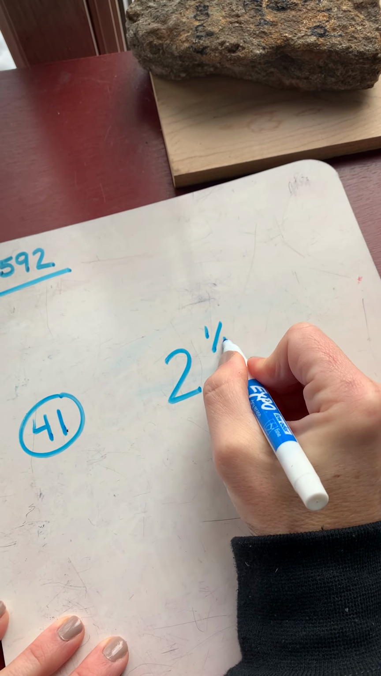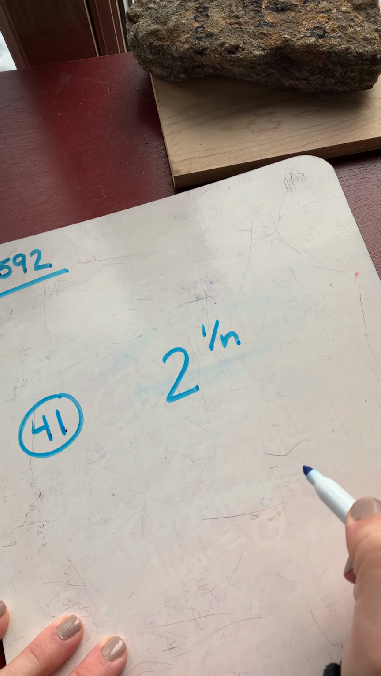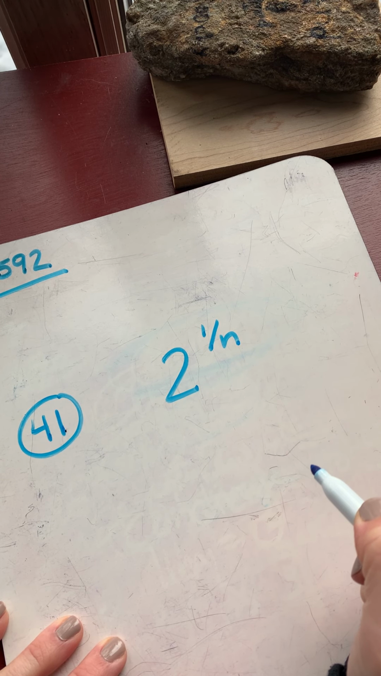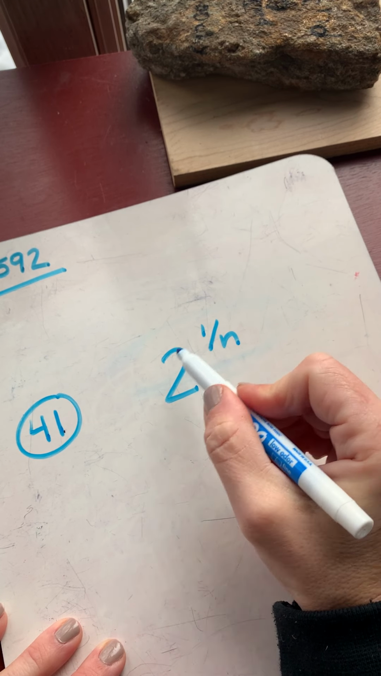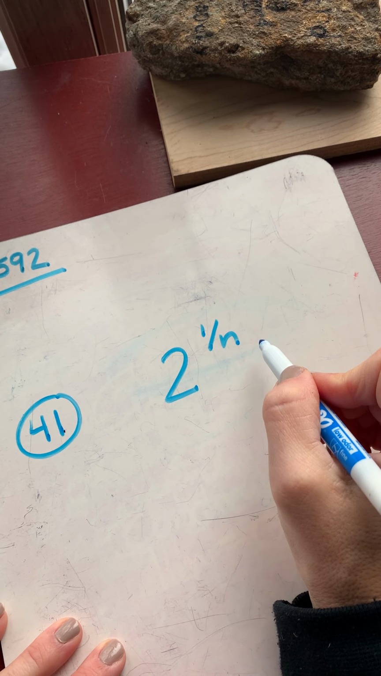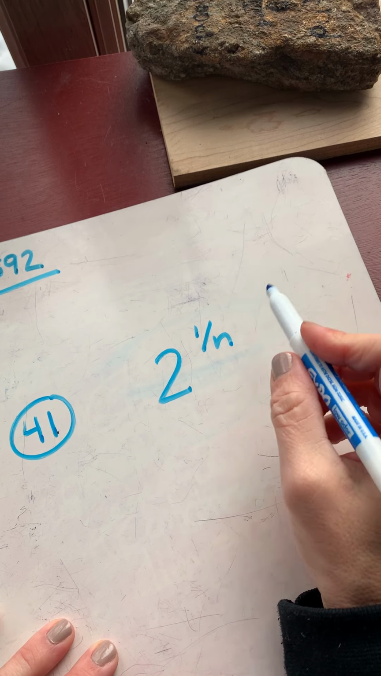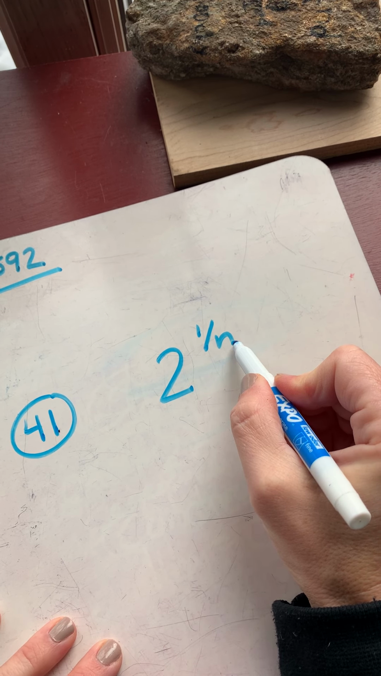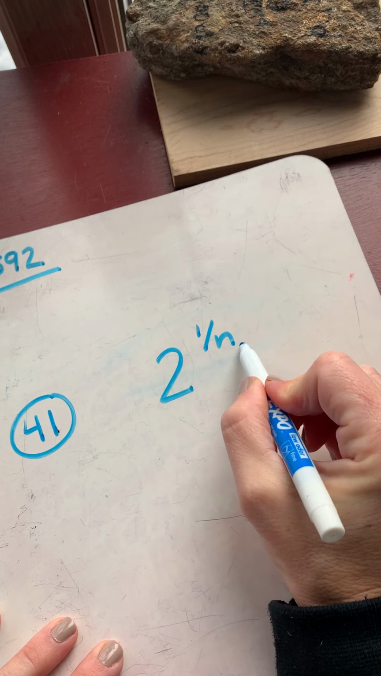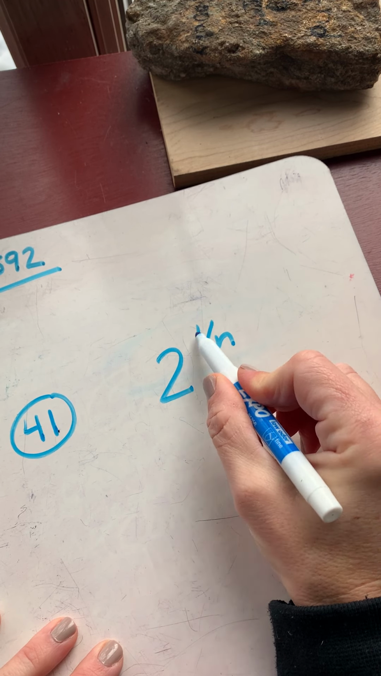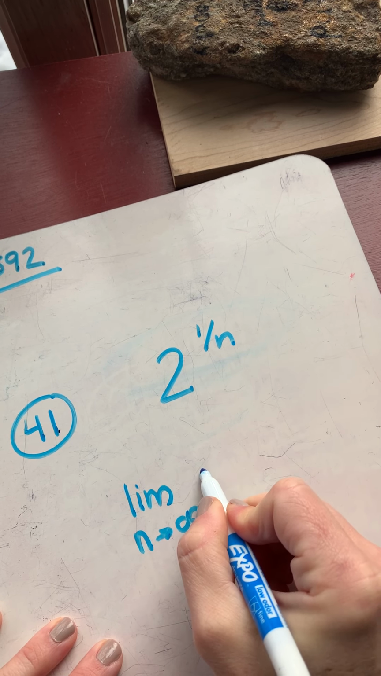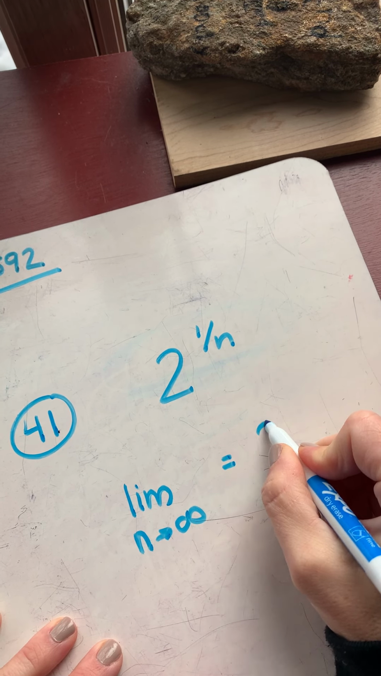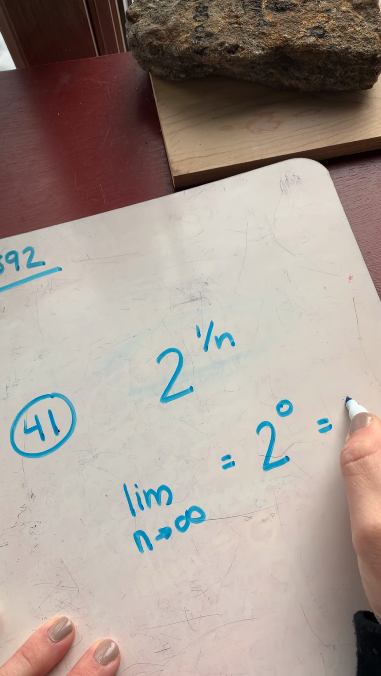Number 41: 2 to the 1 over n. The answer says converges to 0. I don't have a bottom and top. I just have a fraction as my exponent. So as n becomes infinitely big, this fraction becomes 0. So really, the limit as n approaches infinity, I would say, is 2 to the 0, which is 1.